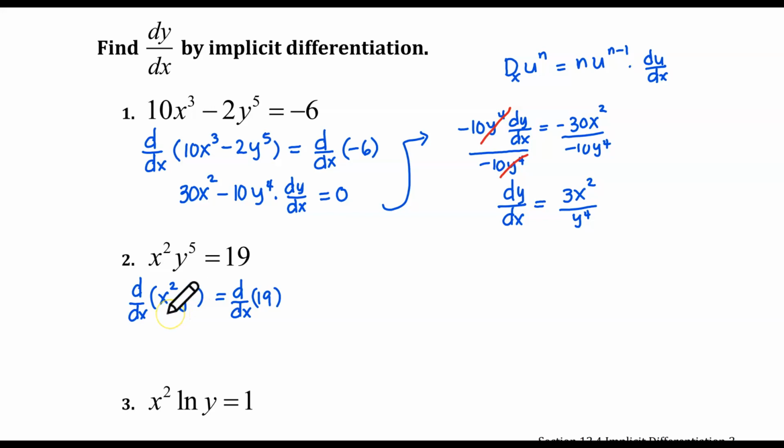You use the product rule because you will consider this expression here as one factor and this expression here as another factor. So you are multiplying x squared and y to the fifth. They both have different variables, so we will use a product rule here.